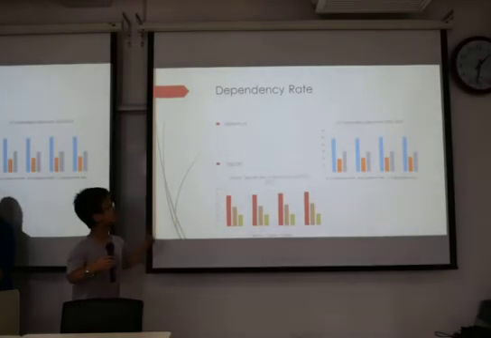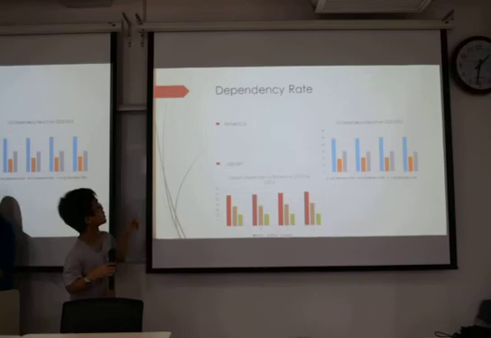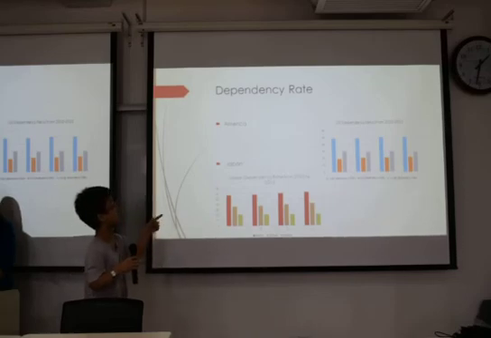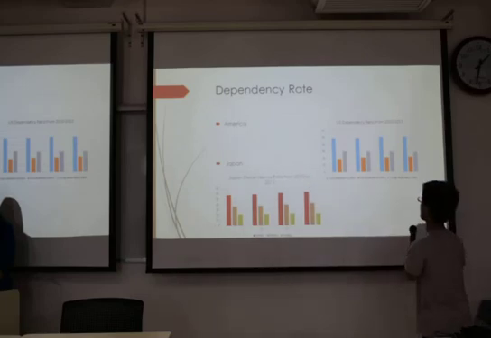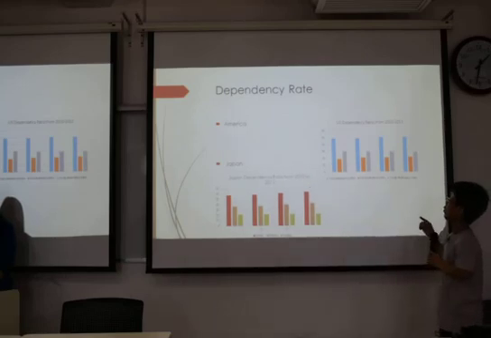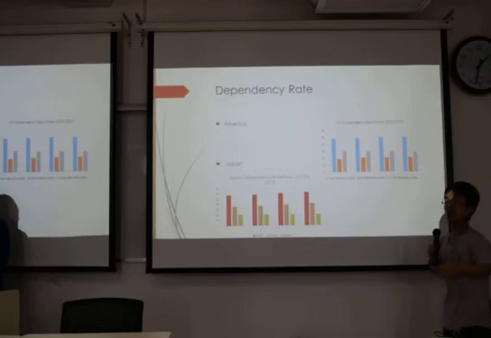And this is America and Japan's situation. We can see this line is the total, about 50%, and more or less it didn't change a lot, but the young dependence ratio decreased a little bit, from 28.5 to about 27.4, right?